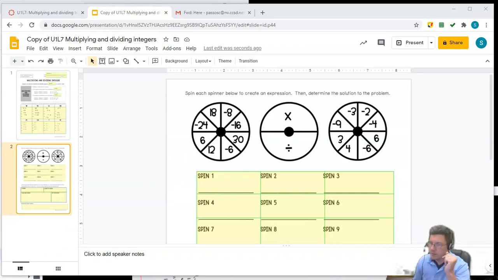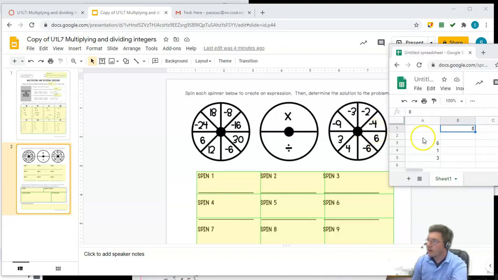And I will show you my results here. Alright, so I've got a random number generator here. This one's going to go through 1 through 8. So there's going to be 1, 2, 3, 4, 5, 6, 7, 8. This one's always going to be 1 or 2, so if it's 1, I'm going to do multiplication. If it's 2, I'm going to do division. And this one is going to go 1 through 8 here.